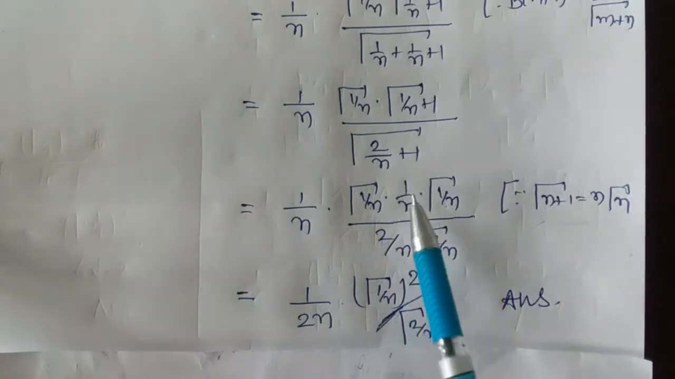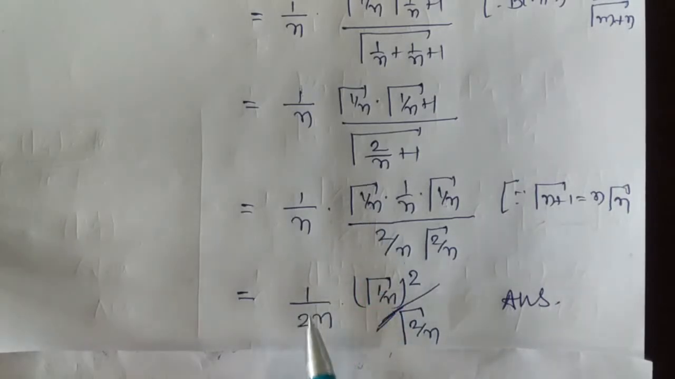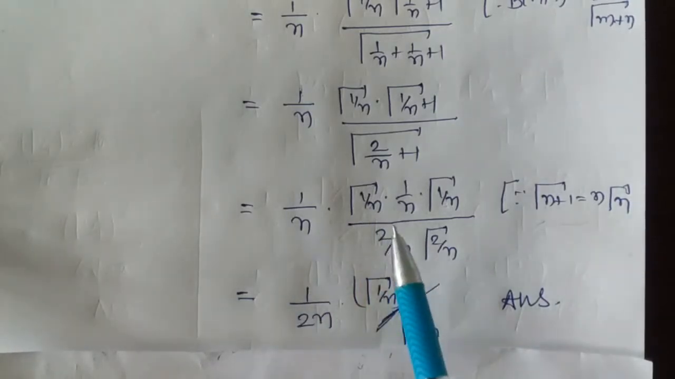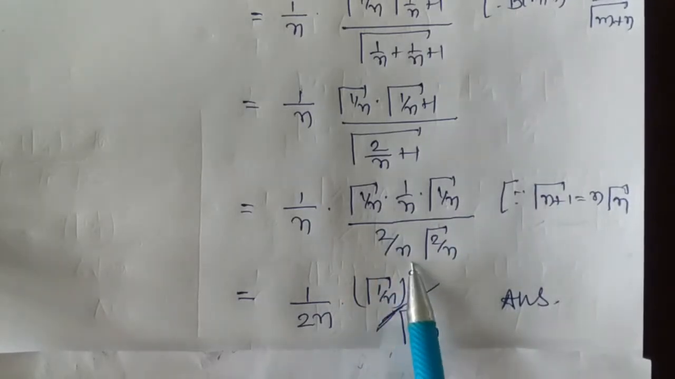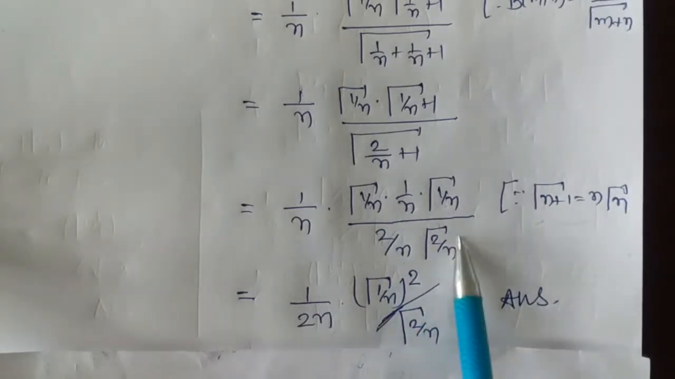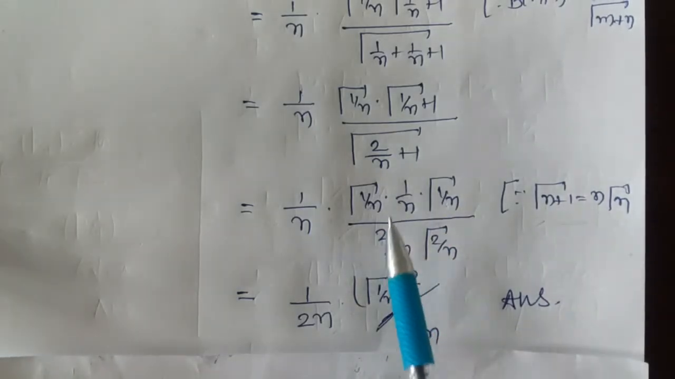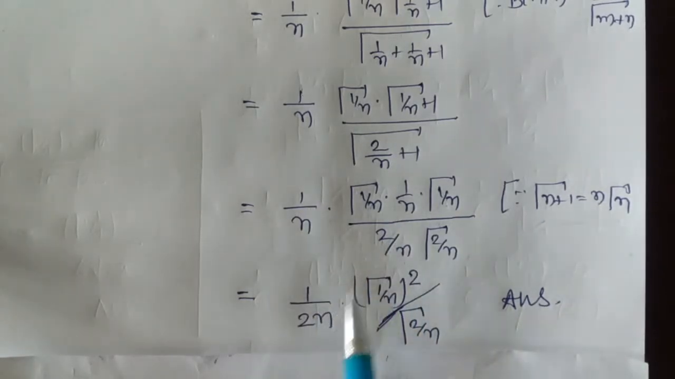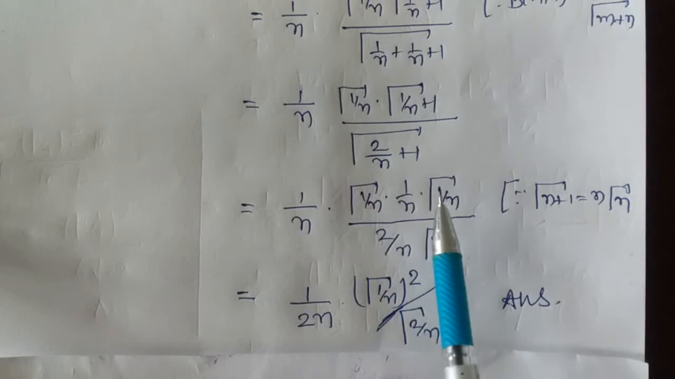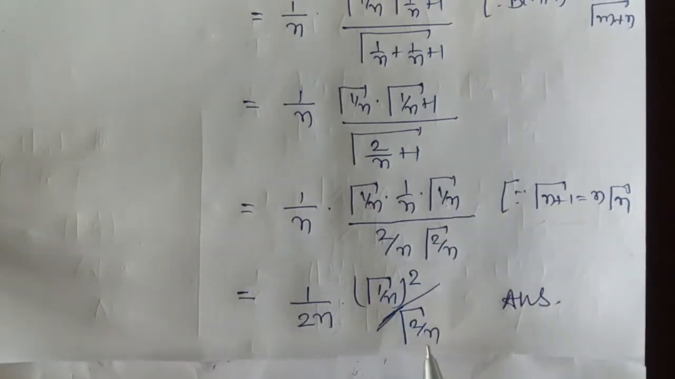Here 1/n cancels, then we have 2 here, so 1/n into 1/2 is 1/(2n). Gamma(1/n) into gamma(1/n) is gamma(1/n) squared, and in the denominator we have gamma(2/n). So this is the required result we have to prove.